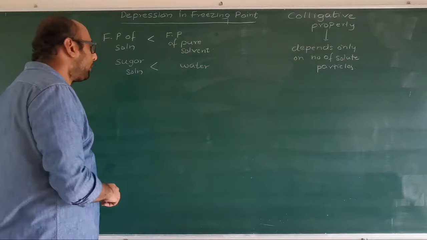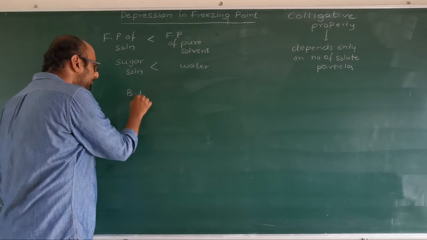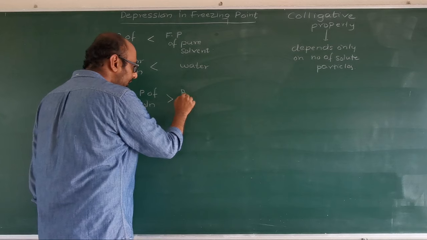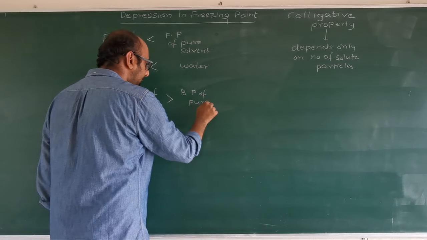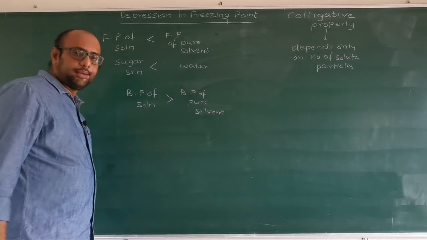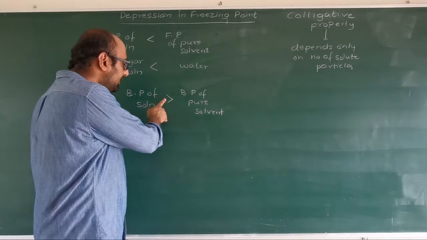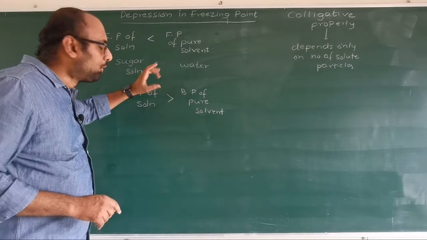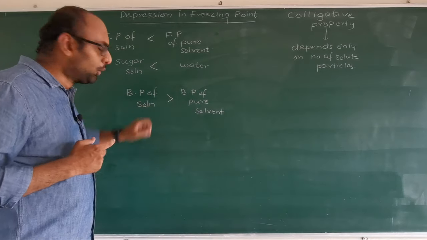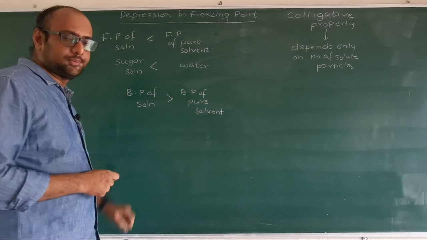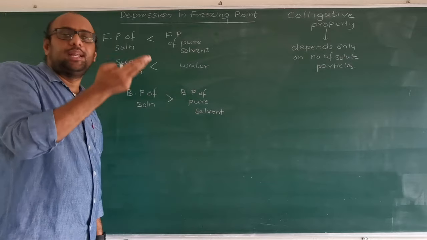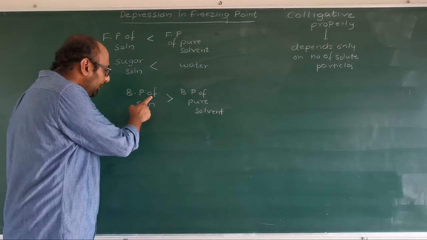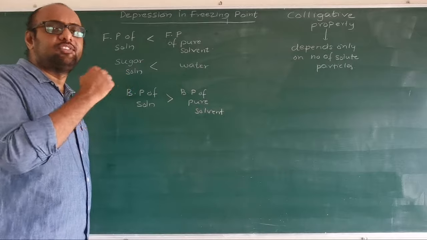Yesterday, you studied about boiling points. There you studied that the boiling point of any solution is always greater than the boiling point of pure solvent. Now, this is exactly opposite. The boiling point of the solution will be more, whereas the freezing point of the solution will be less. That property is known as elevation in boiling point, because the boiling point of the solution is more.